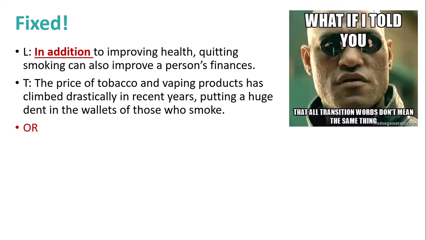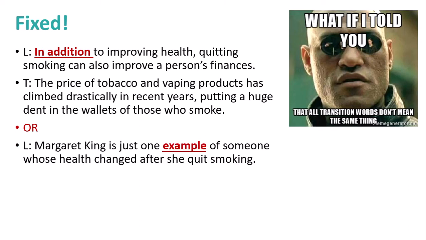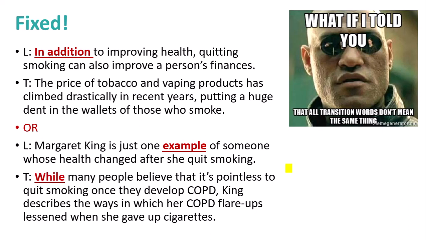Or transition words don't all mean the same thing. So you could also say, Margaret King is just one example of someone whose health changed after she quit smoking. We just talked about health changes. Now the person, instead of jumping into the price of tobacco, is going to transition into talking about one woman's life and how it changed. Topic statement sentence. While many people believe that it's pointless to quit smoking once they develop COPD, King describes the ways in which her COPD flare-ups lessened when she gave up cigarettes. So I just gave you guys these two examples to show you that there are a number of ways you can transition. There are a number of different things you could do in your essay.